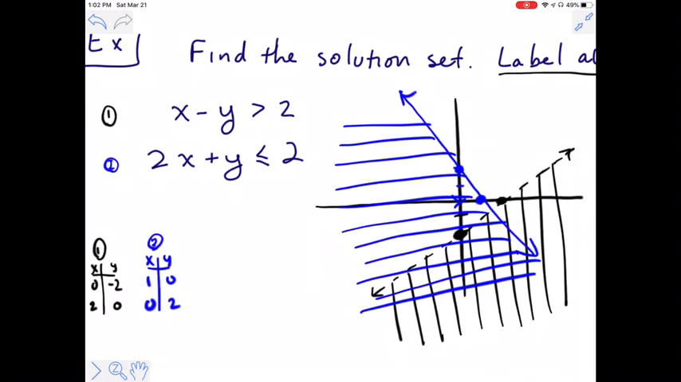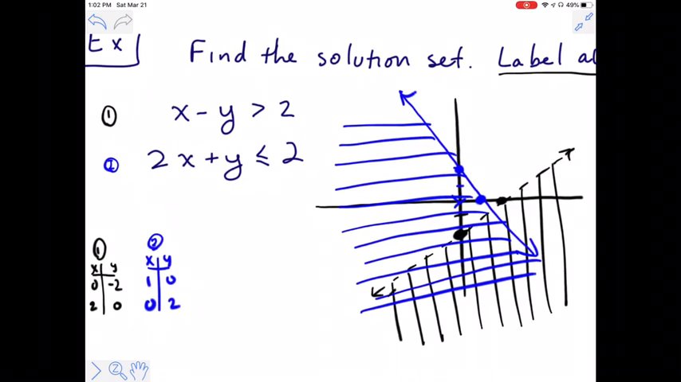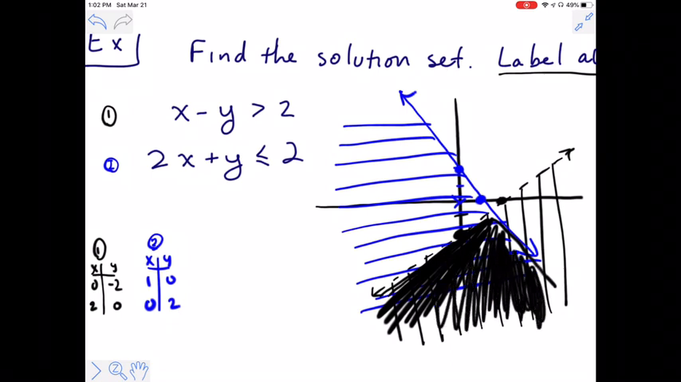So now the solution set would be the area on this graph that contains both of the shaded regions. That would be this area right here. So I'm going to go ahead and make this area a little bit easier to tell. This would be the solution set right here. But then this set of directions right here, it labeled all vertices. The vertices are where the two graphs intersect. So I need to find the exact location of this point right here.